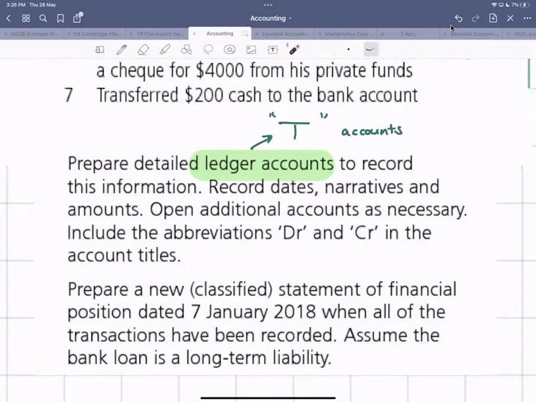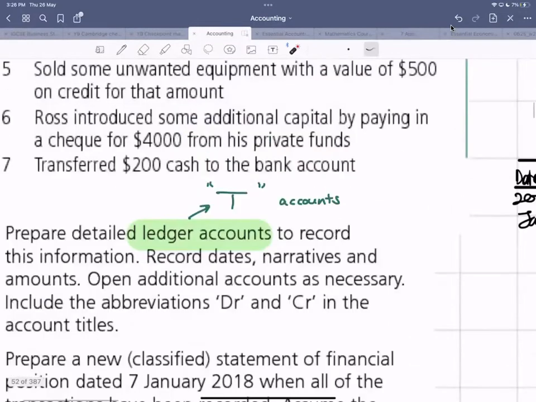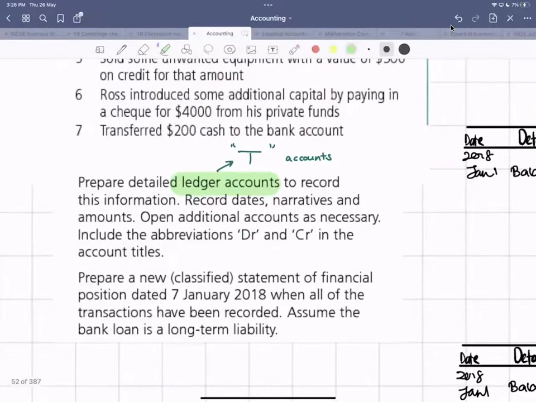Okay, so now we need to do all of these. Open additional accounts if necessary. Use the abbreviation debit or credit in the accounts title. Prepare new classified statement of financial position 7 January 2018 when all the transactions have been recorded. Assume bank loan is a long-term liability. Okay, because this one we need a classified one. Long-term liability means it is a non-current liability. No worries, we'll get back to this after this.